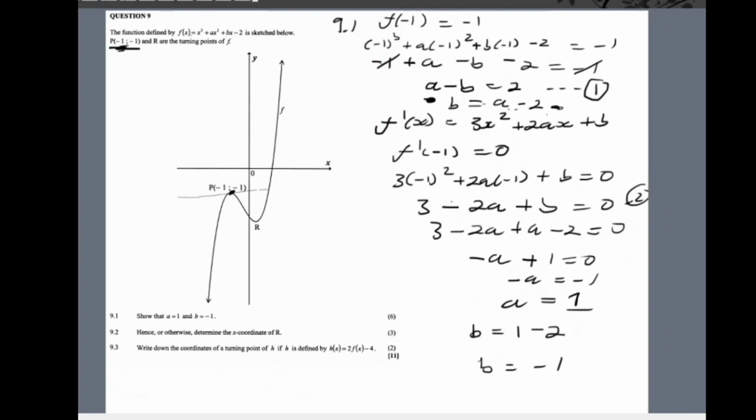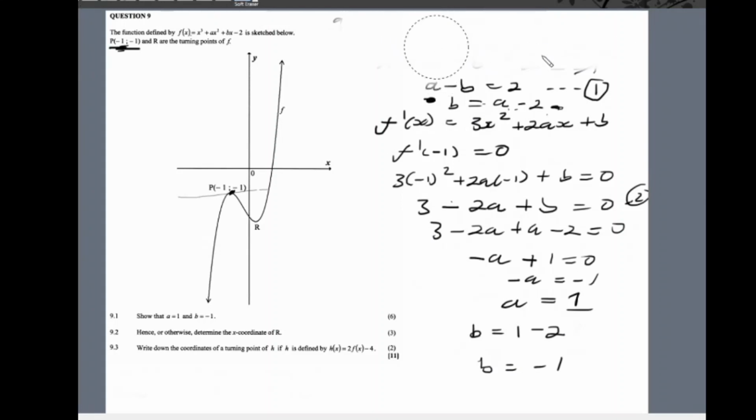When you have two unknowns, make sure that you have two equations, right? And then we go to 9.2, but hence or otherwise determine the x coordinates of r. The x coordinate of r, so 9.2, now because we know that a is 1 and b is minus 1, we know what our function should be. f of x is equal to x cubed plus x squared minus x minus 2, right?